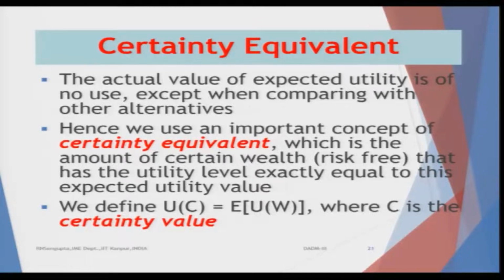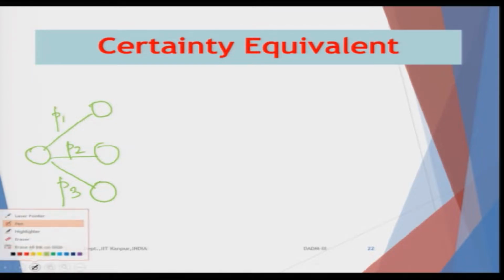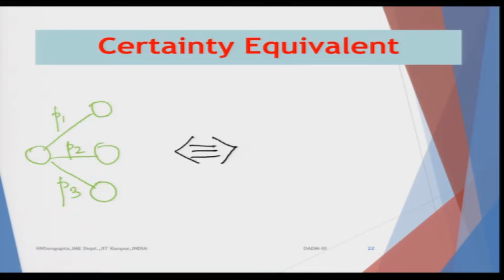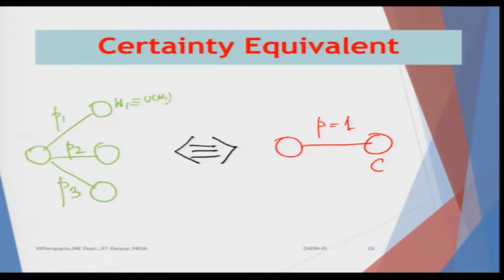So, what we are doing is like this. This is the utility, let me use a different color, sorry. Consider there are 3 arms. The probabilities are given as P1, P2, P3, and I am saying it is equivalent to the probability P equal to 1 and the C value. Also remember I have not marked these as W1. Obviously it will have an equivalent of UW1, W2 which will have an equivalent of UW2, W3 which will have an equivalent of UW3.